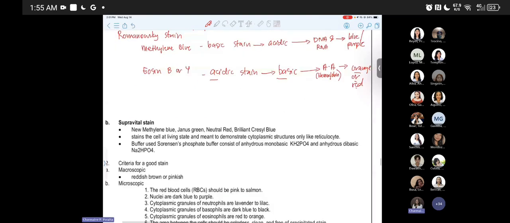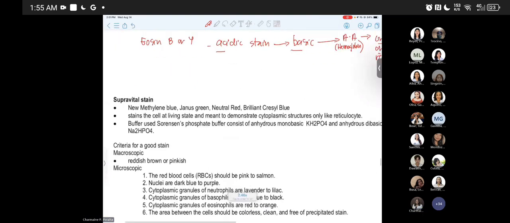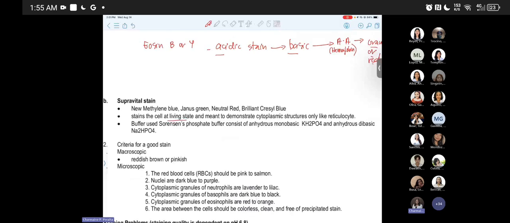Next, we have supravital stain. Supravital stain stains the cell in its living state and is meant to demonstrate cytoplasmic structures only, like reticulocytes. Examples of supravital stain are NMB, Janus green, neutral red, and brilliant cresyl blue. Supravital stain is mostly used for reticulocytes. Reticulocytes are seen in peripheral blood, but in a small percentage. That is true, but if using Wright or Giemsa, we will not be able to see the reticulocytes. For us to see the reticulum, we use supravital stain.